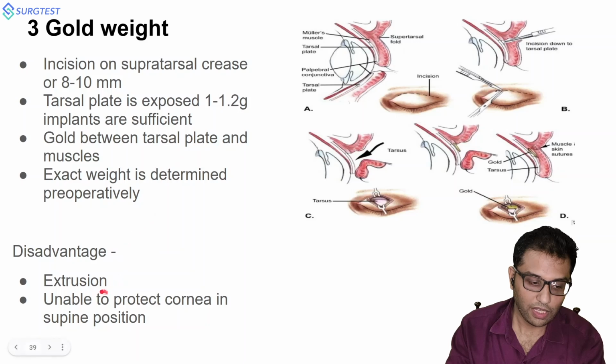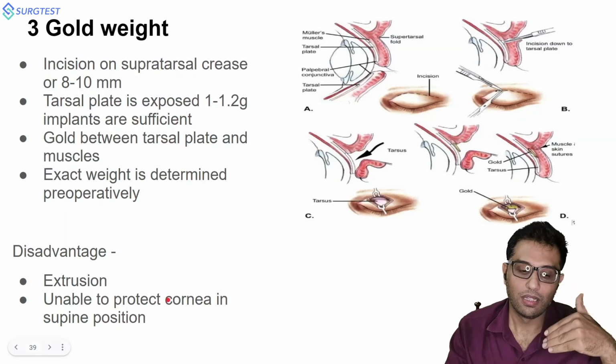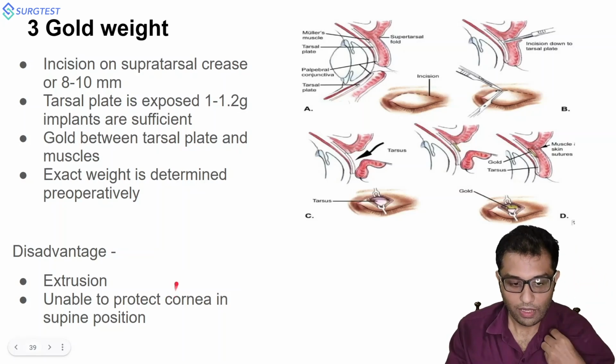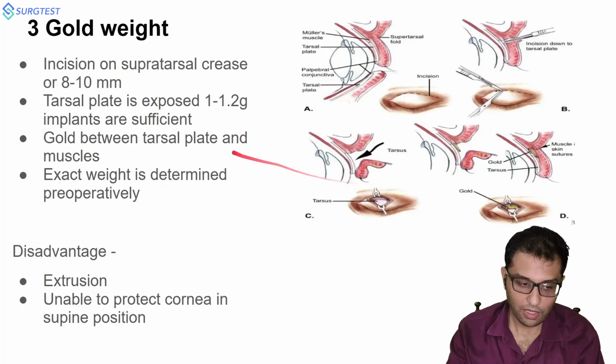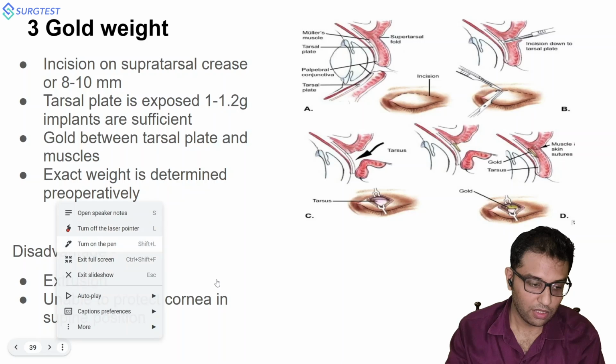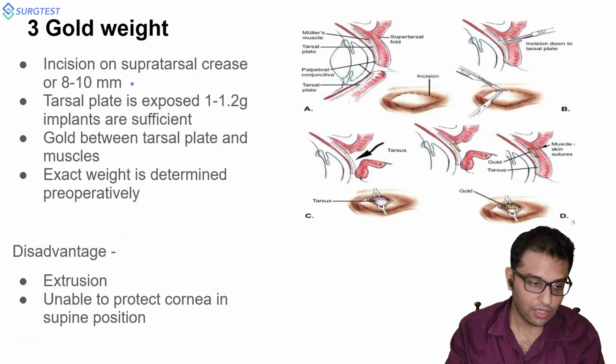The disadvantages of this procedure are, number one, extrusion, or when the patient is lying supine, sometimes the eye can open up because of the weight of the gold. But mostly, the most commonly used static procedure to close the eyes is the gold weight implant. So just remember that in this technique, we are inserting this gold plate in the supratarsal crease, over the tarsal plate, and around 1 to 1.2 gram of implant is inserted between the tarsal plate and the muscles.